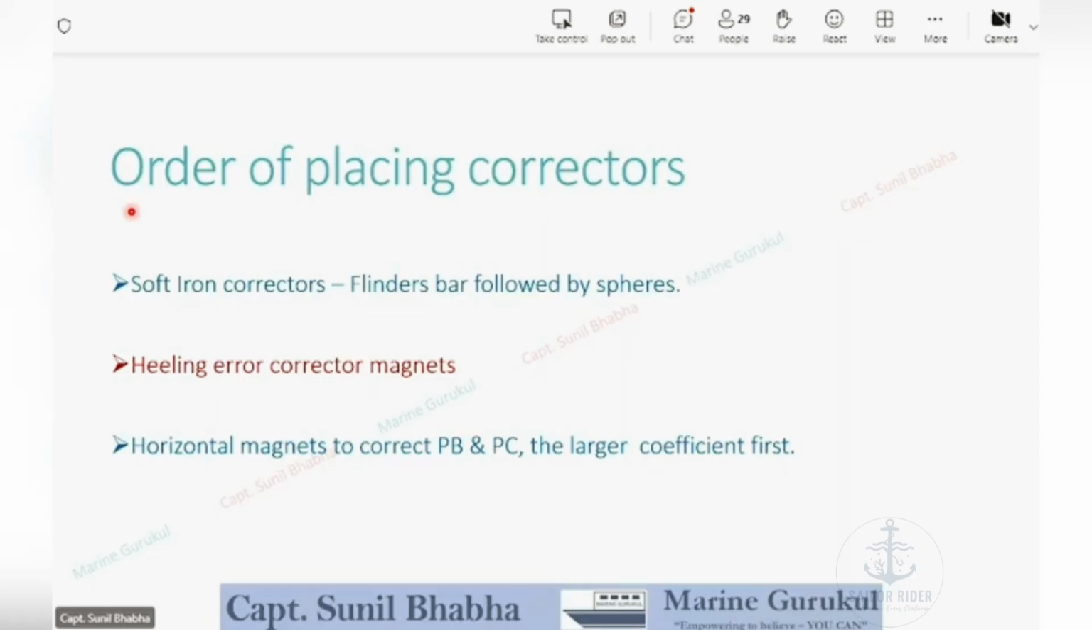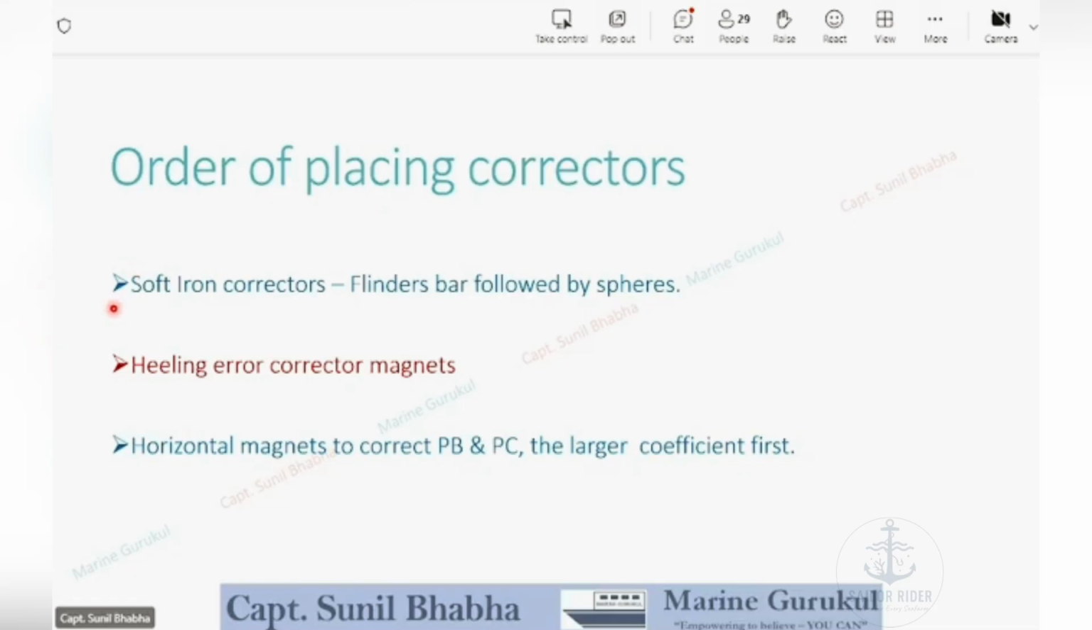The first and foremost important thing to consider for the compass corrector is the order of placing the correctors. We have correctors for correcting different coefficients. The first thing which we need to analyze is what should be the order in which the correctors should be placed. We cannot place them as per our liking and choice. We do not have a choice here. They have to be placed in a specific order only.